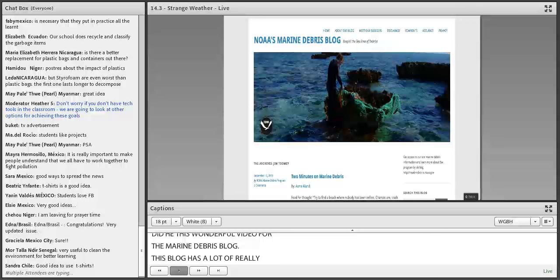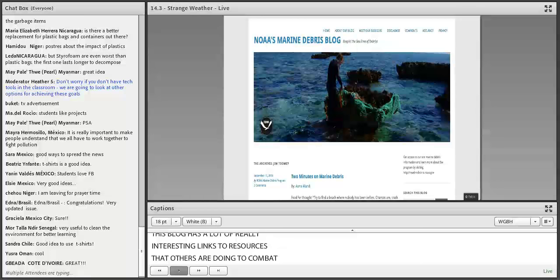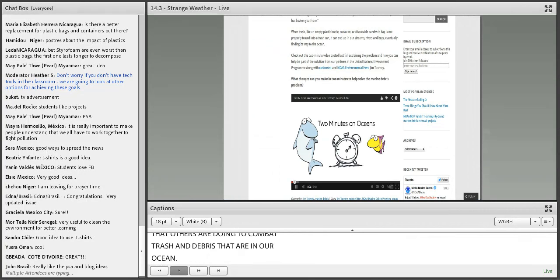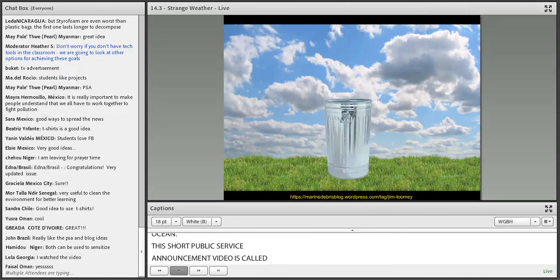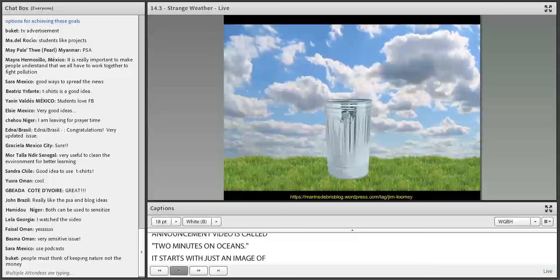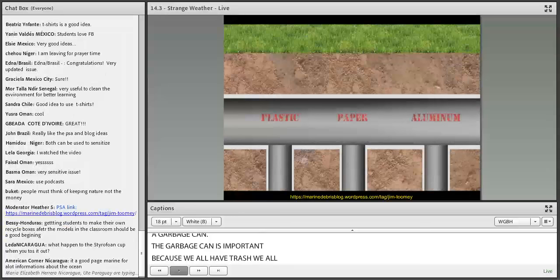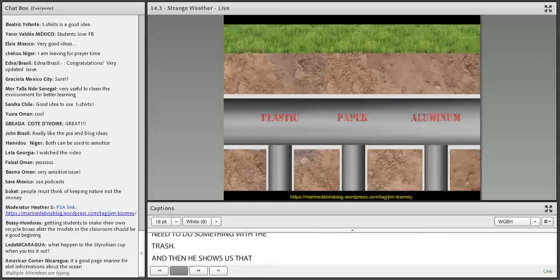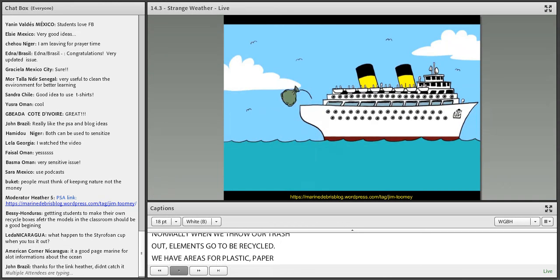This short public service announcement video is called 2 Minutes on Oceans. It starts with just an image of a garbage can. The garbage can is important because we all have trash. We all need to do something with the trash. And then he shows us that normally when we throw our trash out, elements go to be recycled. We have areas for plastic, for paper, and for aluminum. Sometimes, though, the trash isn't recycled.